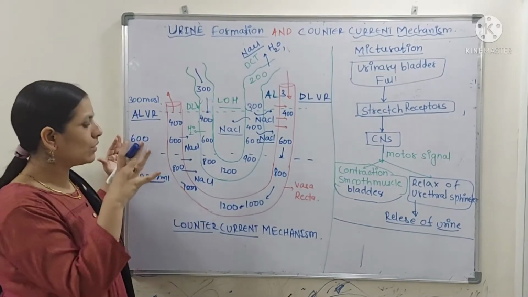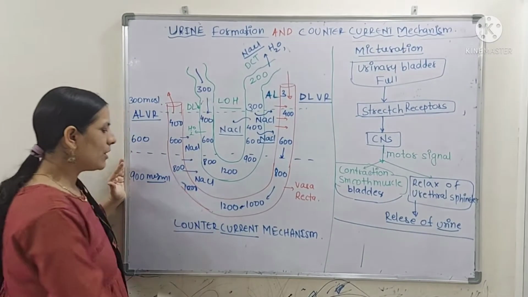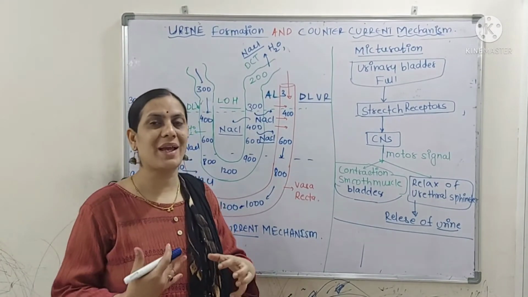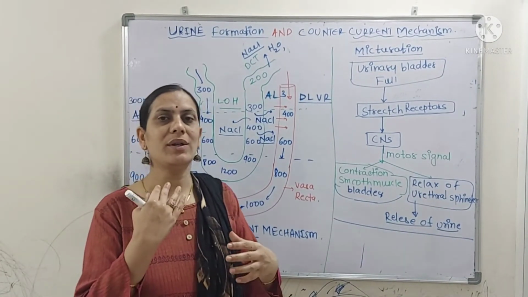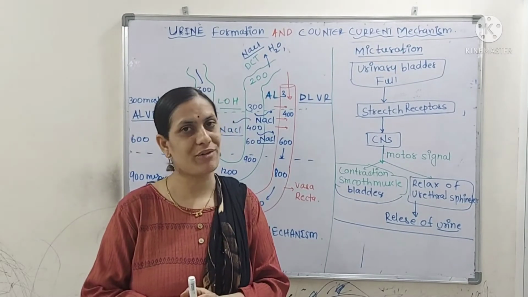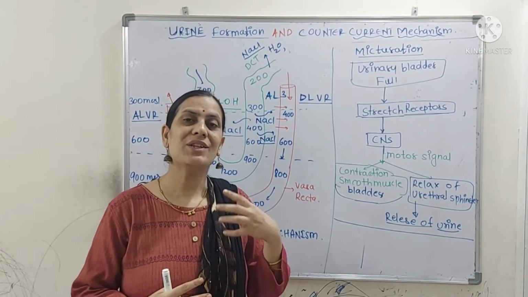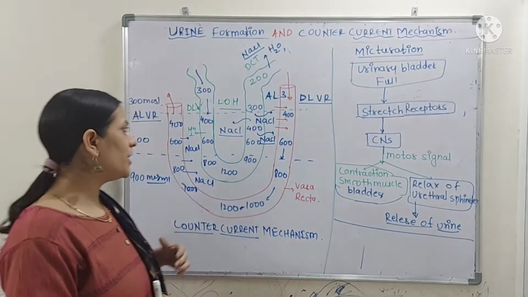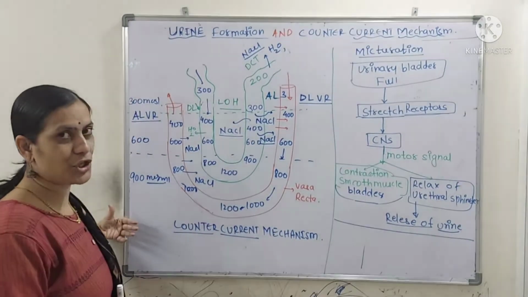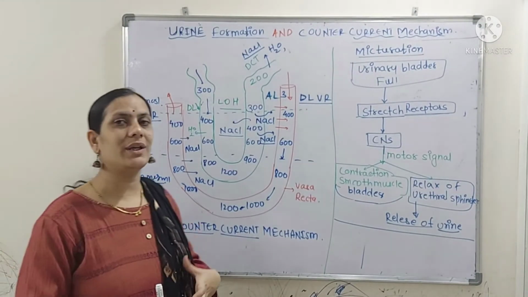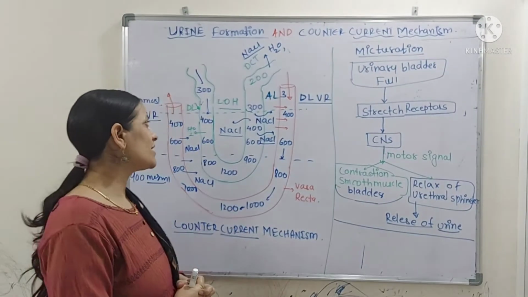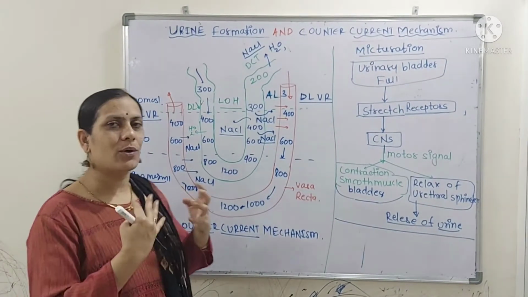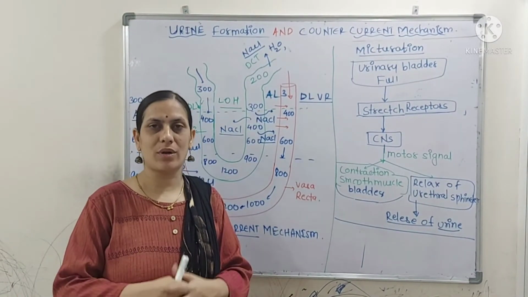So what is that special mechanism? We could call that mechanism the countercurrent mechanism. The countercurrent mechanism, which goes on in two components, the loop of Henle and the vasa recta, is responsible for creating the concentration gradient in the medullary interstitium, and due to that only the absorption of water is possible from different parts, like the distal convoluted tubule. So what does countercurrent flow mean?